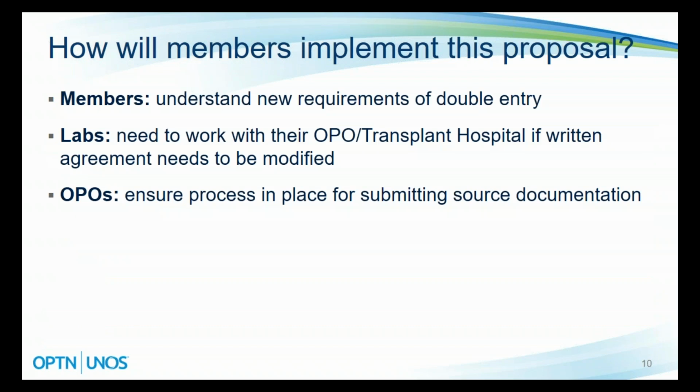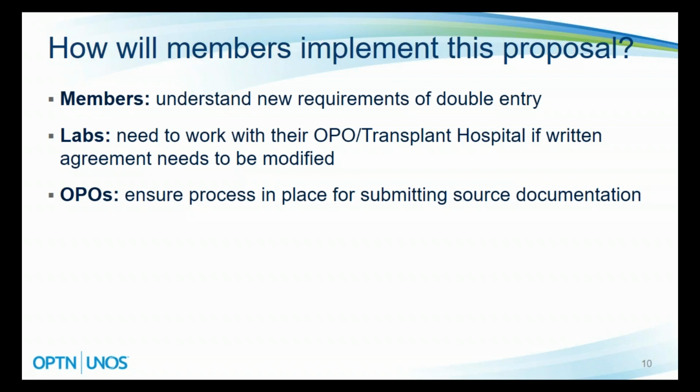So how will we implement this proposal? First, we need our members to be educated and to understand the new requirements of the double entry and how they are going to implement this within their own laboratory. We need the labs to work with the OPO and the transplant centers to look at their written agreements. We're all required to have these joint agreements between transplant centers and OPOs and transplant centers and laboratories, and see how they are going to implement this raw data worksheet upload into UNet.